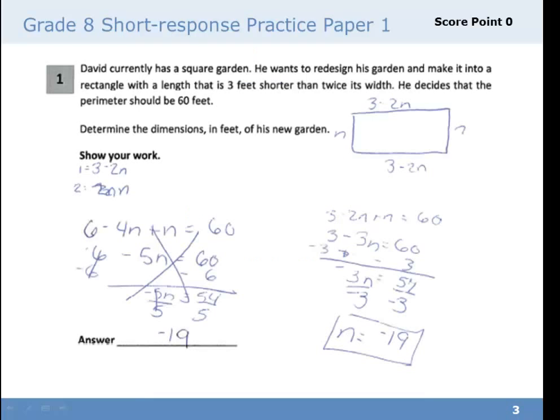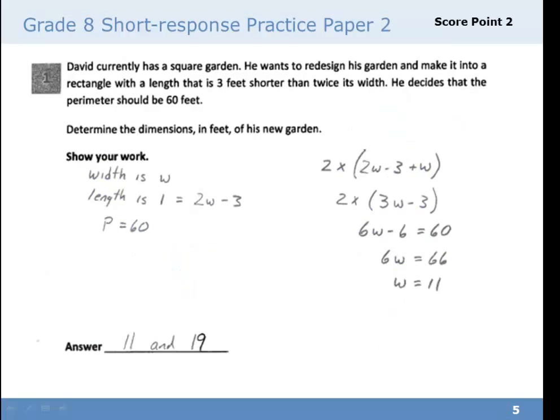Practice Paper 1 is a score point of 0. This response is incorrect. The incorrect dimension for length is determined in terms of n, 3 minus 2n. The perimeter equation to solve for n is incorrect: 3 minus 2n plus n is equal to 60. The student only accounted for 2 of the 4 sides in the equation they wrote, and it was solved incorrectly. Additionally, only the incorrect, physically impossible answer for the width is given.